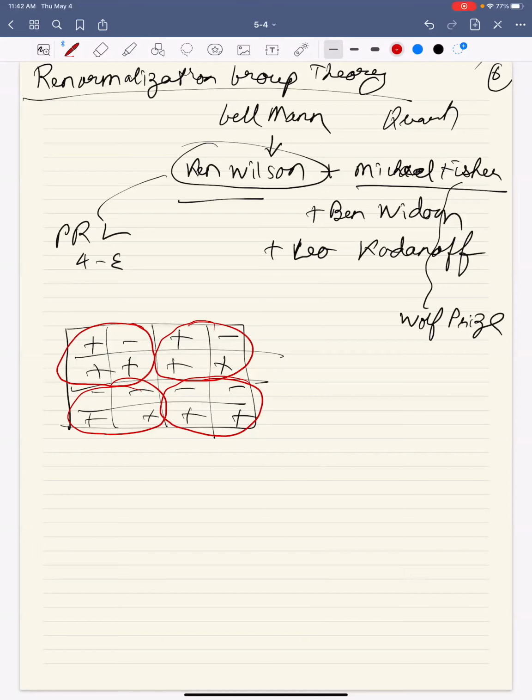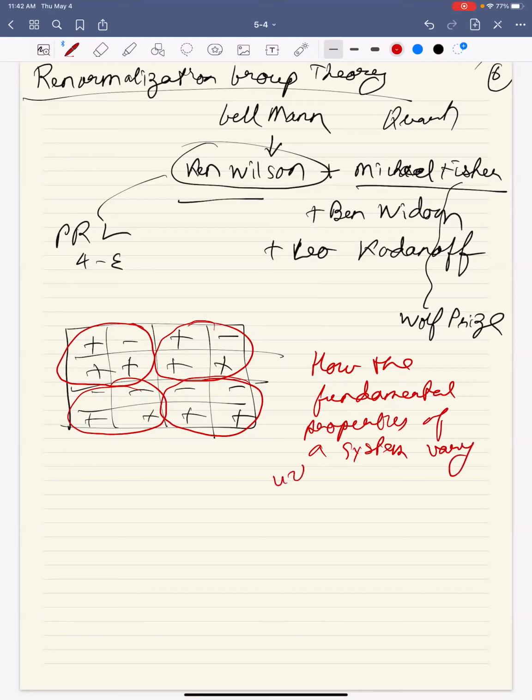So they tried to come up with a framework which can zoom out in a physical problem and see how the fundamental properties of a system vary with the scale of measurement. So for most systems, the fundamental properties will be very different on the scale of measurement, right? If you're measuring something at a nanometer scale, it's quantum mechanics. If you're measuring something at a light year scale, it's probably general relativity, right?